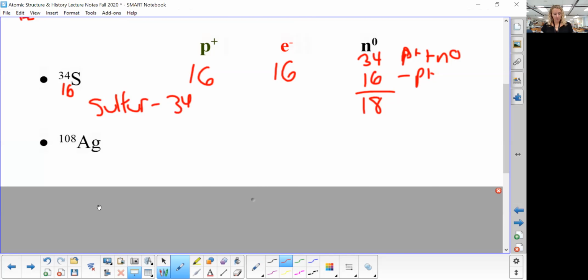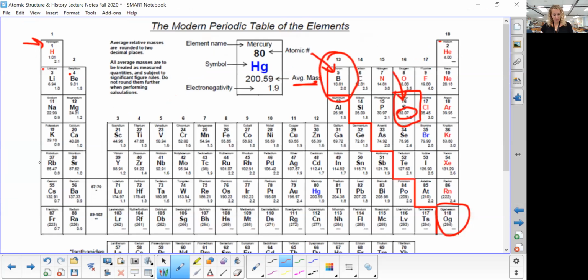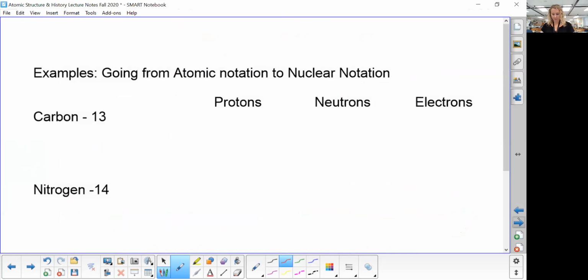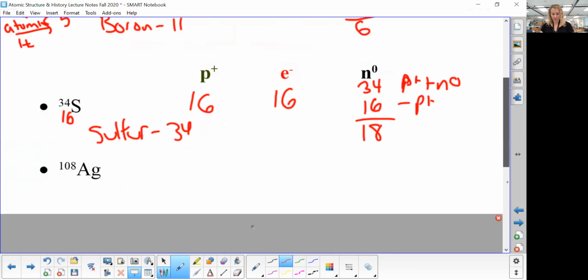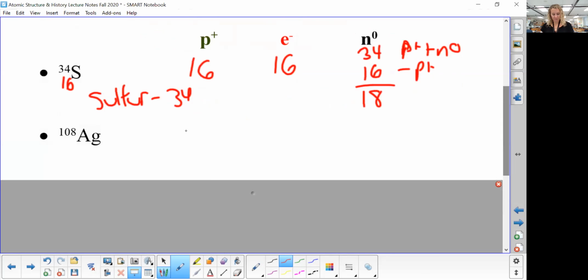We're going to do Ag-108, and if you find Ag on your periodic table, you can see that the numbers do increase, so the higher the number, the further down it's going to be. That's silver, and silver has 47 protons, and all atoms are neutral, so 47 electrons. Then you subtract the 47 from the 108, and you get 61 neutrons there.